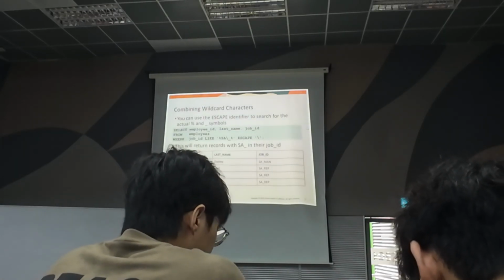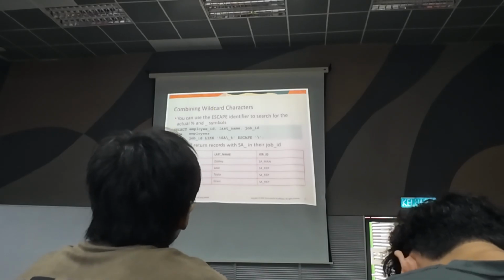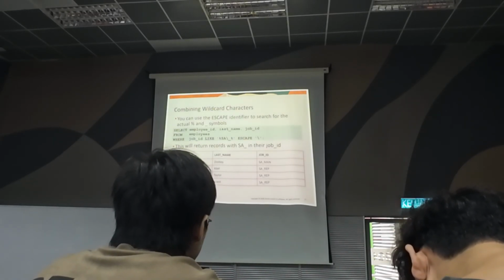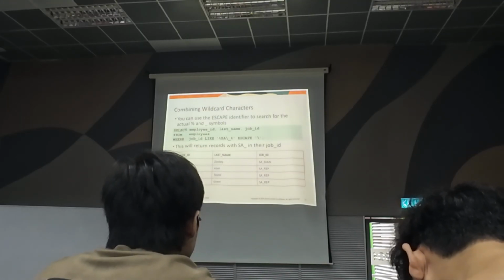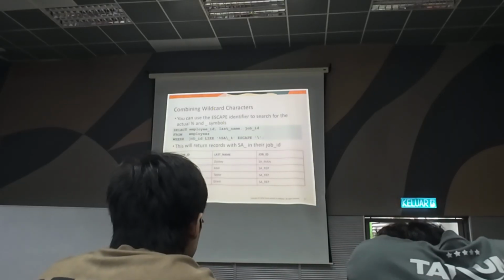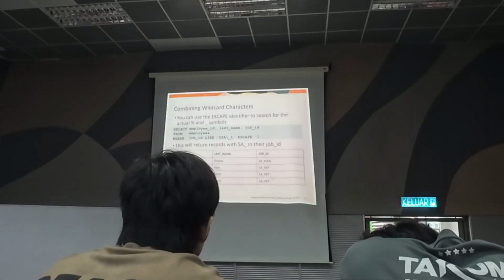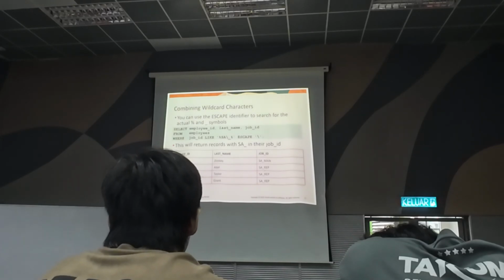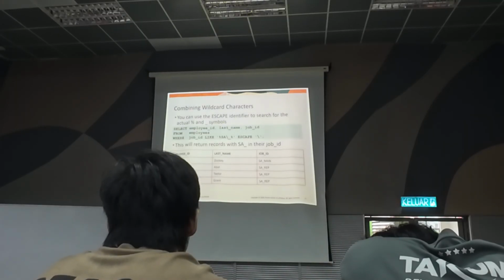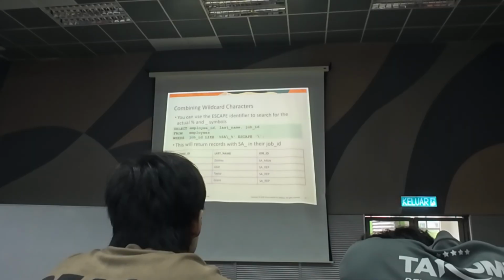Now you can use the ESCAPE identifier to search for the actual percent and underscore symbol. Example: job ID LIKE 'SA', then percent, with the escape to search for underscore percent. So we have SA_MAN, SA_REP, SA_REP, SA_REP. Sales manager, sales representative, all with SA. So here the percent can be 0 or more characters. In this case, 0 characters, then followed by many characters behind. This one is also just for you to know how to use the escape.